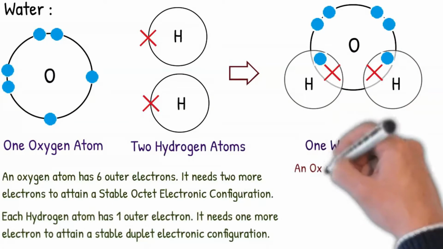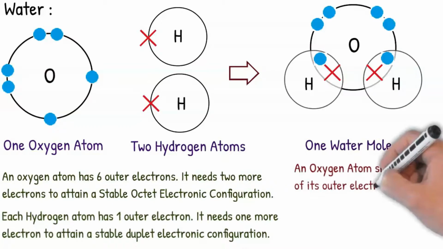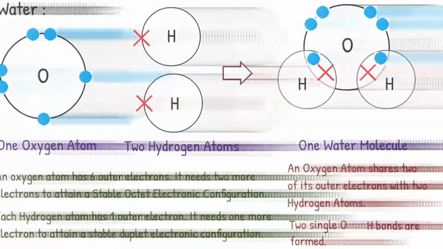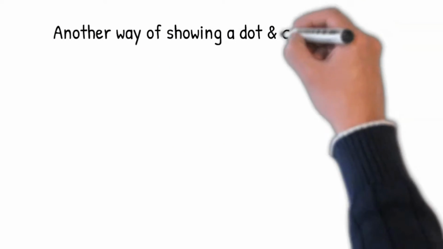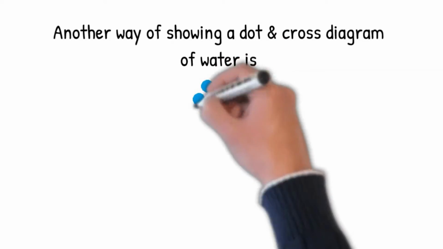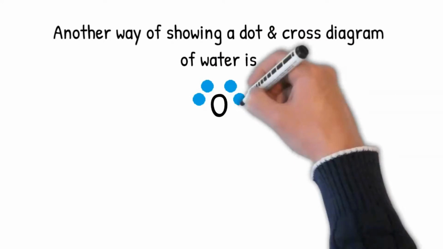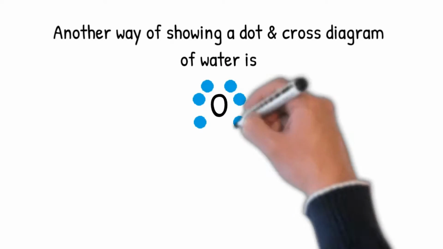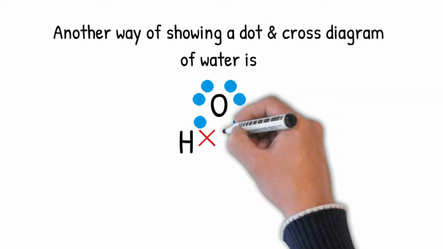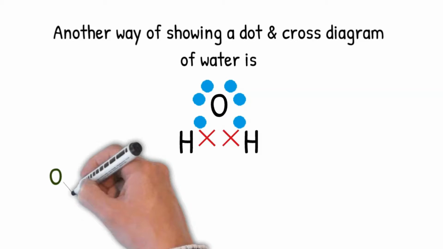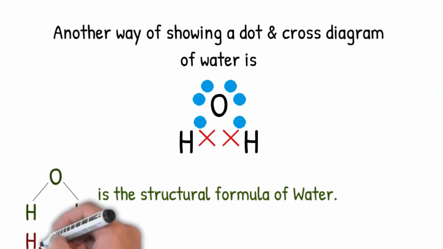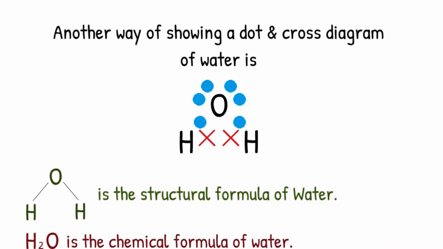One water molecule. An oxygen atom shares 2 of its outer electrons with 2 hydrogen atoms. 2 single O-H bonds are formed. Another way of showing a dot and cross diagram of water is this. O, covalently bonded with 2 hydrogen atoms, is the structural formula of water. H2O is the chemical formula of water.